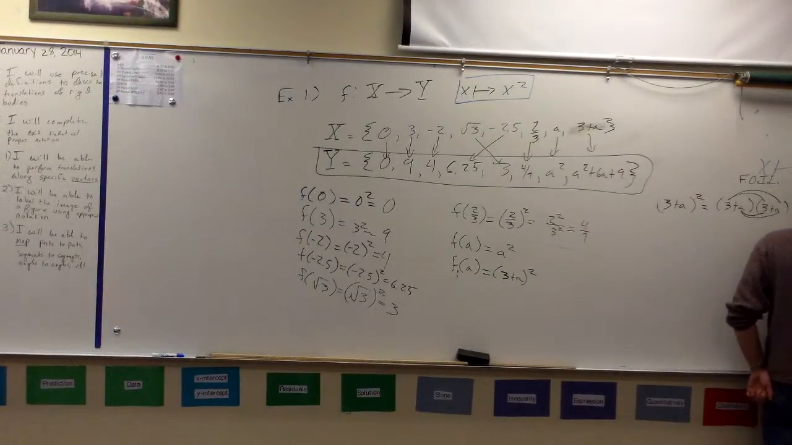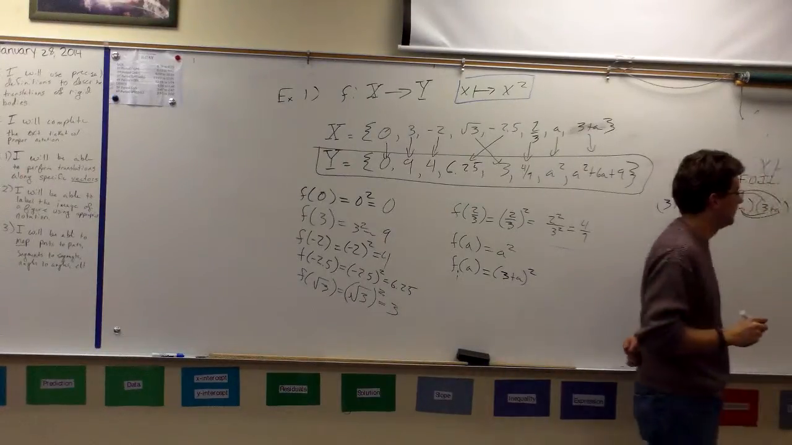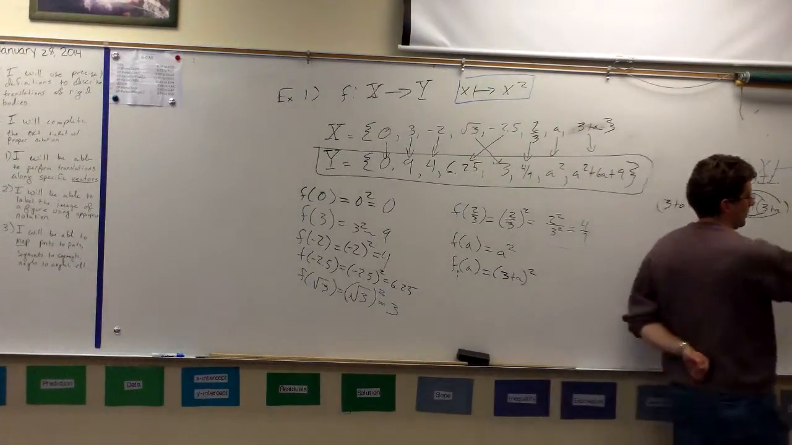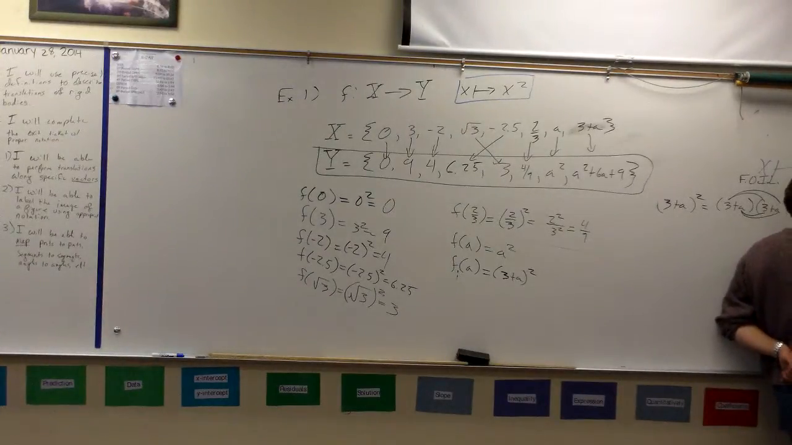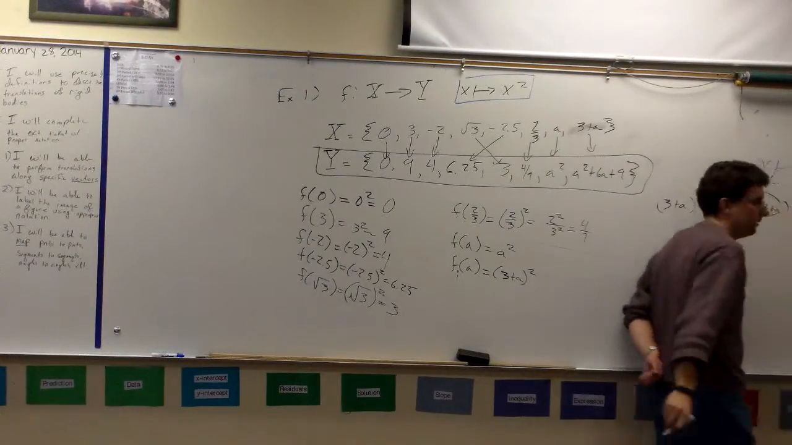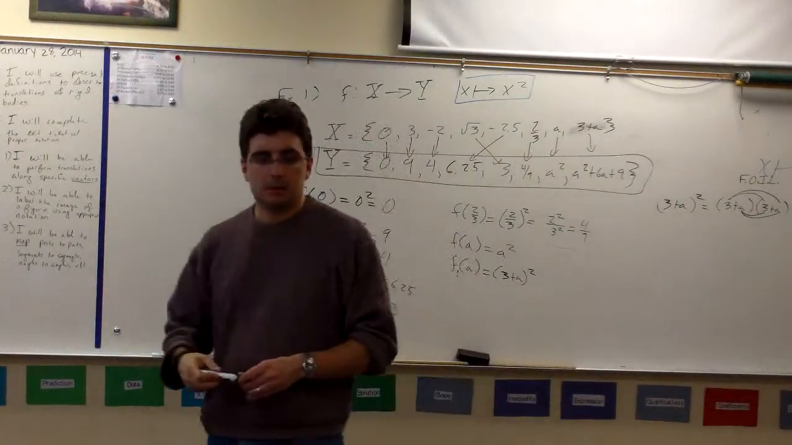All real numbers? Nope. Is there a number between 1 and 2? No, so it has to be an element of the integers. Positive integers. That's our domain. Wait, what was the range?